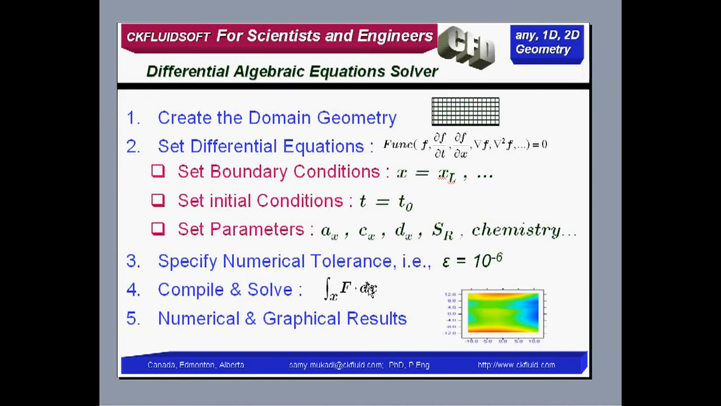After that, we click on compile and solve, which will be then a step where there will be a discretization of the domain and then the calculation through numerical differentiation and numerical integration. So finally, we display the result in numerical form and in graphical form. So these are the main five steps that are included when one uses the CK-Fluidsoft.